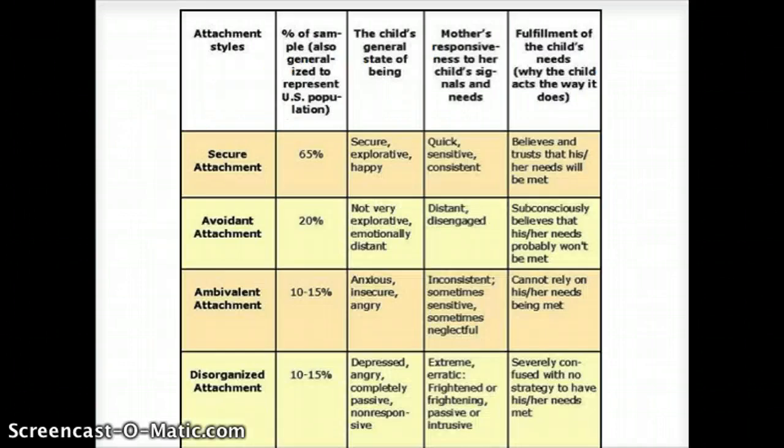This is a chart showing the attachment styles and the percentage of the children that fall into that category. The chart also shows the child's general state of being, how the mother is responsive, and the behavior that follows.